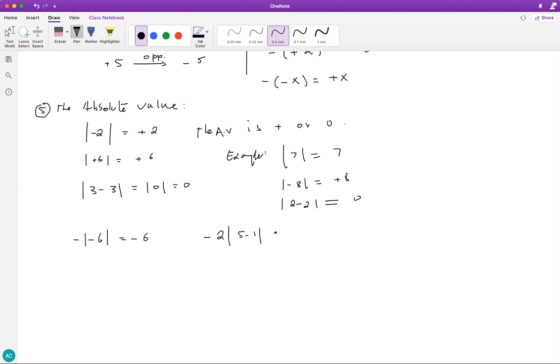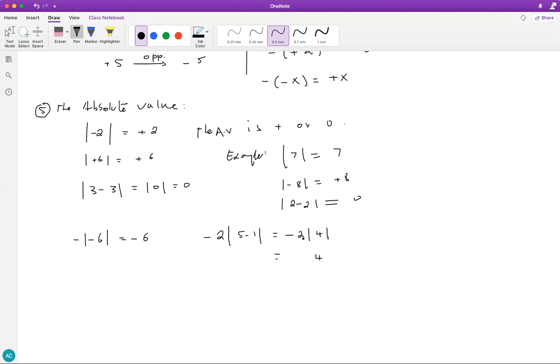Same thing here, we're going to evaluate using the order of operations. Where do we start from? What's in the bracket? So 5 minus 1. Exactly, we're going to start inside the brackets, bring the -2 over. So in the brackets, we have 5 take away 1, which is 4. And then finish this. So the absolute value of 4 is 4. What is the operation here between -2 and the absolute value?